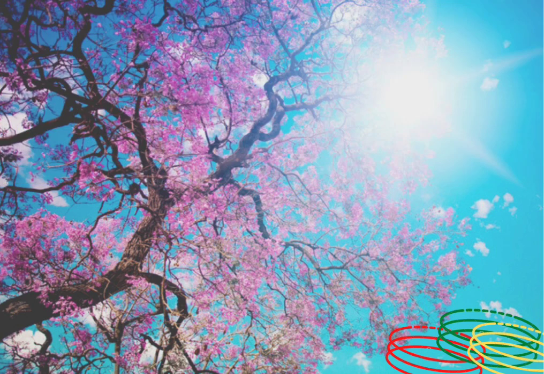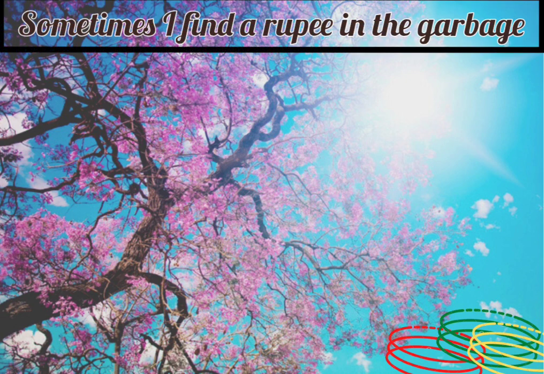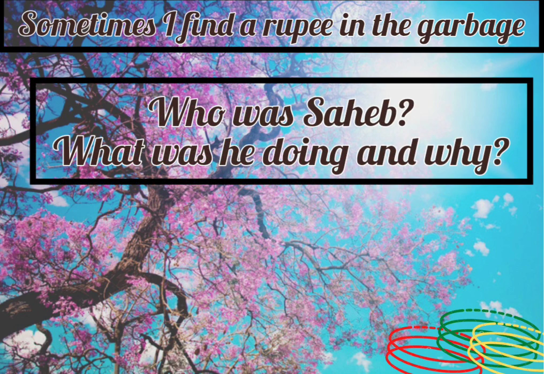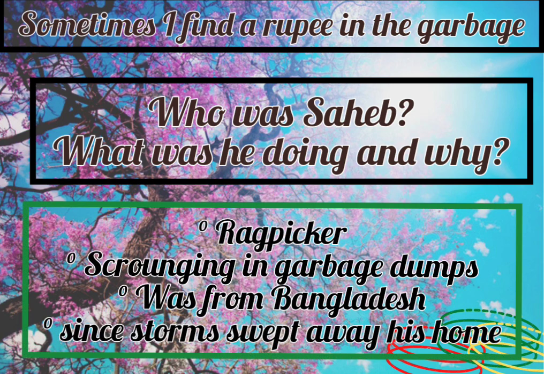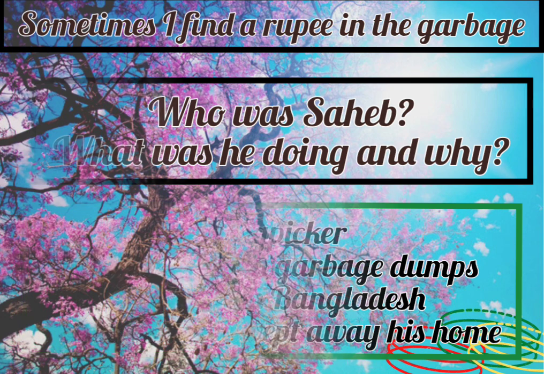Sometimes I find a rupee in the garbage. We have already discussed two questions. The first one was, who was Sahib? What was he doing and why? Just the points, I'll discuss it once again. Sahib was a rag picker, scrounging in the garbage dumps. He had come from Dhaka, Bangladesh. Storms swept away their fields and homes. In points, once again you can revise it.